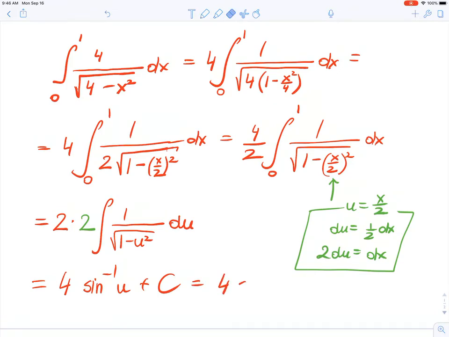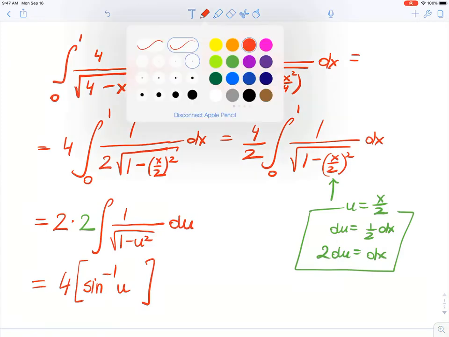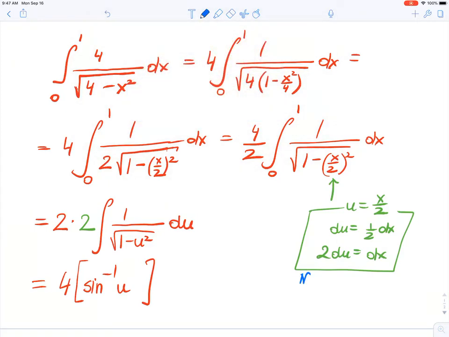One more thing. Actually, no, I wanted to rewrite in terms of x, but we do have limits of integration. Actually, we don't need a constant c. We need limits from 0 to 1. Oh no, we need new limits. Okay, we need new limits.